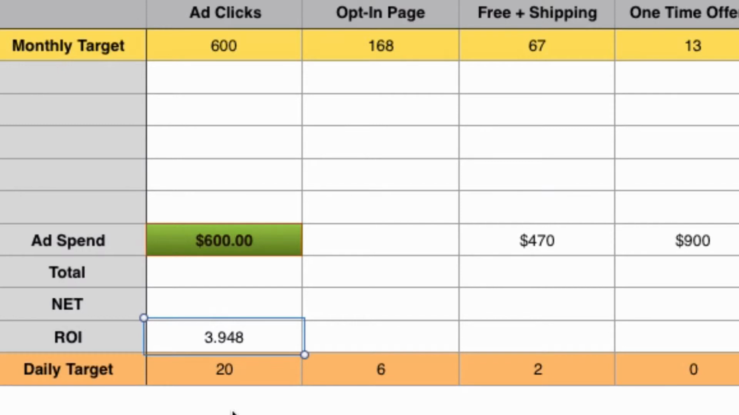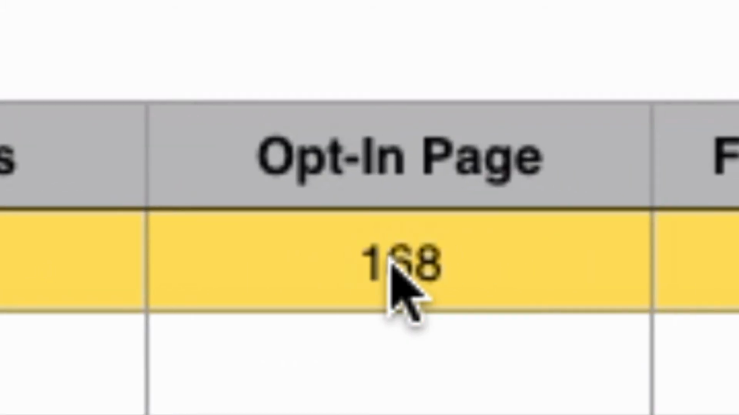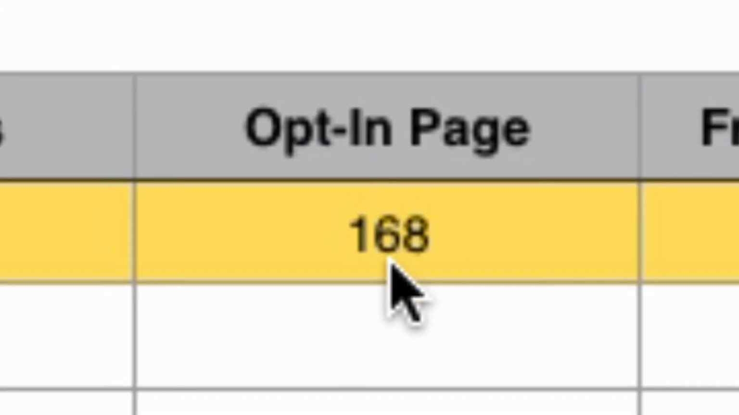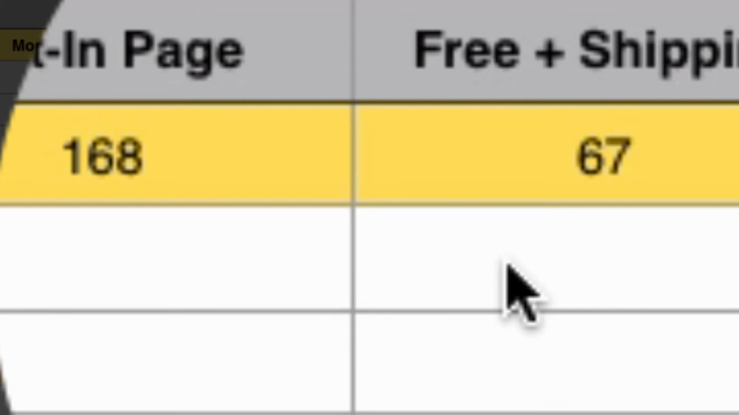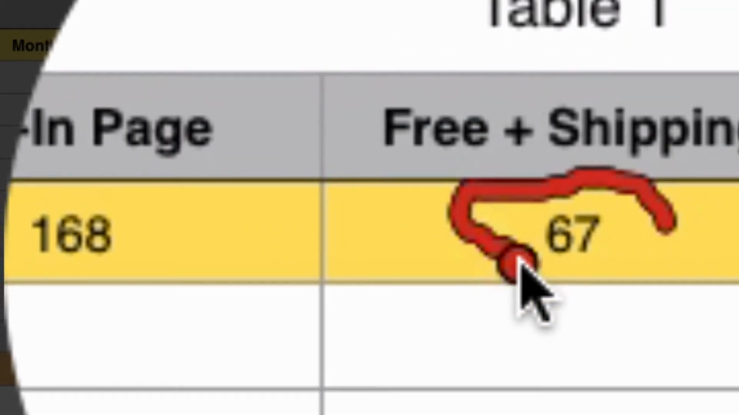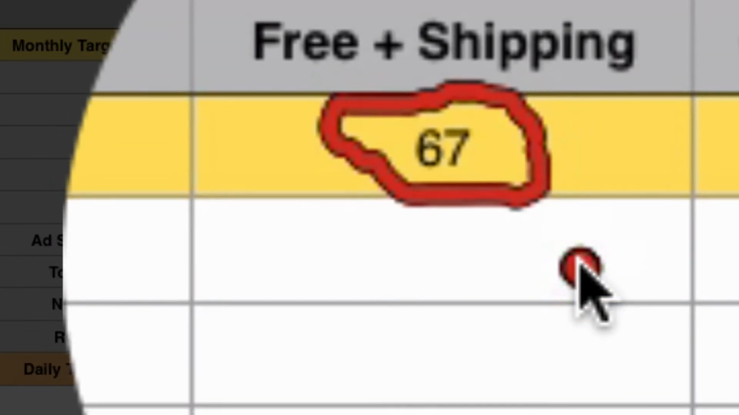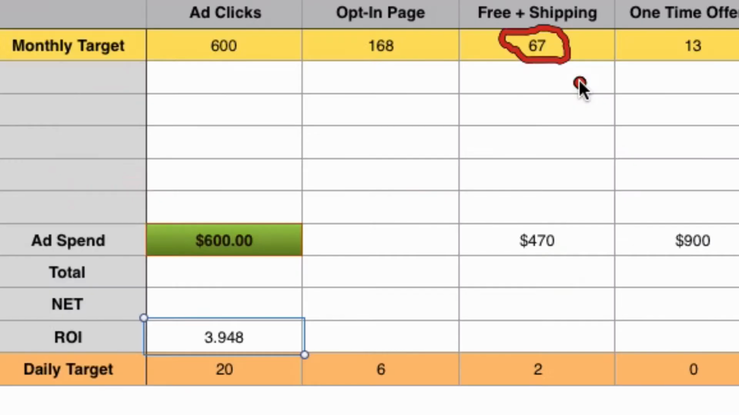Okay, now we're at 3.948, so we're actually making a little bit more money. Okay, $700 more. So out of $600 spent, we get 600 clicks because it's a dollar cost per click. We get 168 new leads. Here, let me get my marker out. 67 books go out the door that month. That's just over 2 per day. Remember, at the $10 a day mark, we were doing about 1 a day.